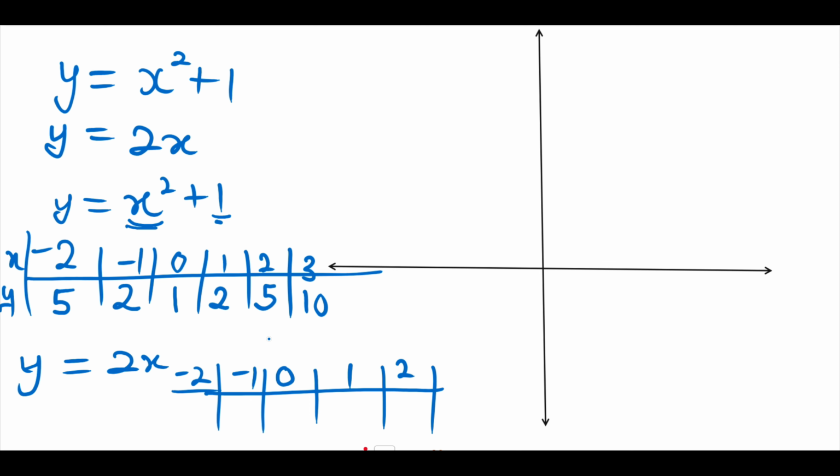Then let us look at how best we can go about it. When I plug in negative 2 in place of the x, we get 2 times negative 2, and that will give us negative 4. When I plug in negative 1, it's 2 times negative 1, which gives us negative 2. Now I plug in 0, I get 2 times 0, so that will give us 0. When I substitute 1 in place of x, I get 2. When I substitute 2 in place of x, I get 4. So these are the y values when we deal with the linear function.